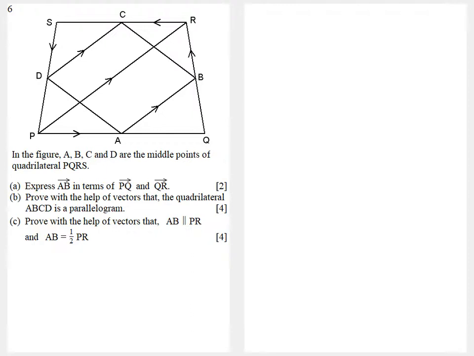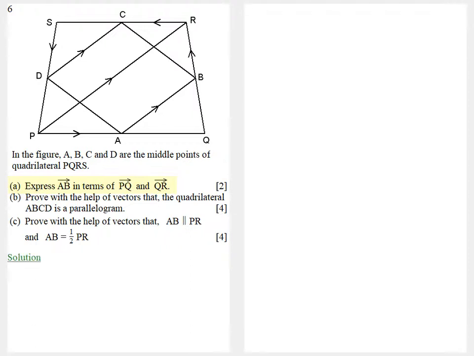Jessore, Higher Maths 2017, question number 6. In the figure, A, B, C and D are the middle points of the quadrilateral PQRS. In part A, express AB in terms of PQ and QR.